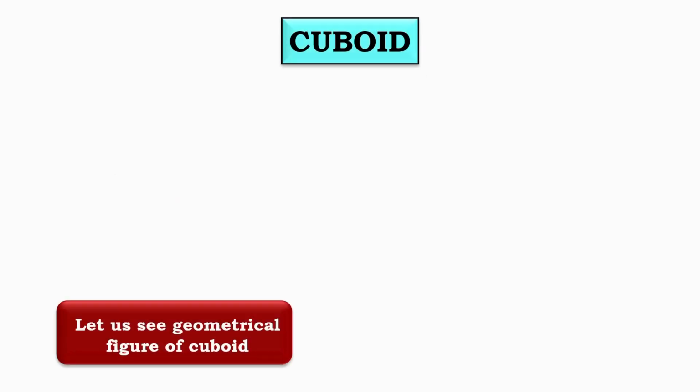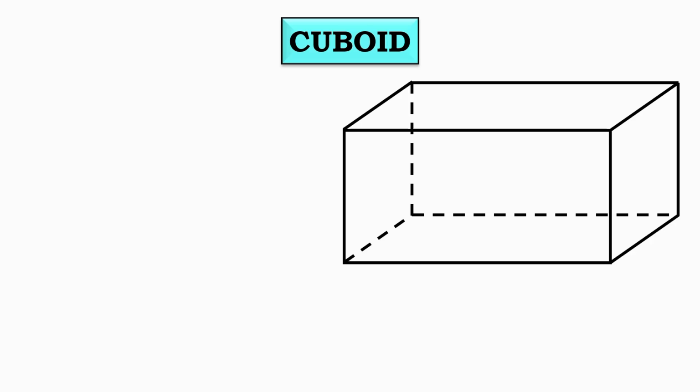Now let us see the geometrical figure of the cuboid. This is the geometrical figure, and this is the way you should draw the cuboid. Now, what are the different properties of a cuboid?